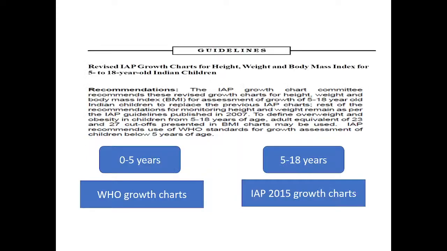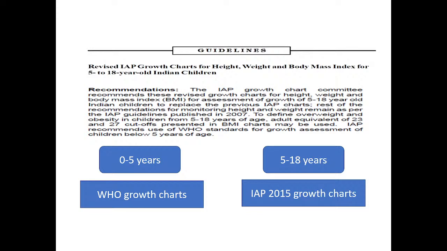These are the guidelines given by the Indian Academy of Pediatrics, published in 2017, that you can use the WHO growth charts in 0 to 5 years. Hopefully next year the Indian Academy of Pediatrics is going to publish their charts for 0 to 5 years also. But at this point of time, the recommendation is that you need to use the WHO growth charts in the first 5 years. After the age of 5 years, that means 5 completed years.